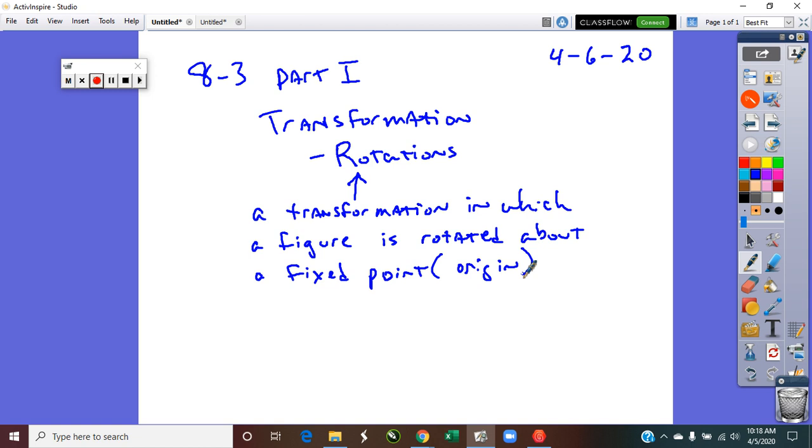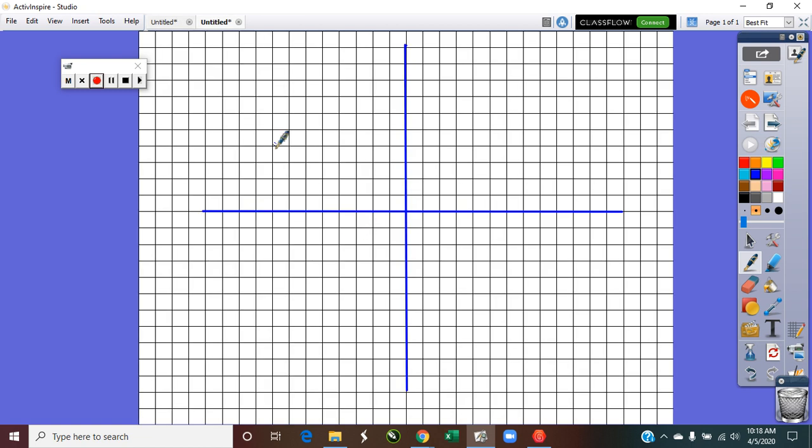I want you to envision, if you remember when we did translations, when we looked at a graph, it was like we had a figure and then we slid it to somewhere else. So it looked like the exact same figure. When we did reflections, we had a figure that we reflected over an axis, for example, the y-axis or the x-axis. That was what reflections was.